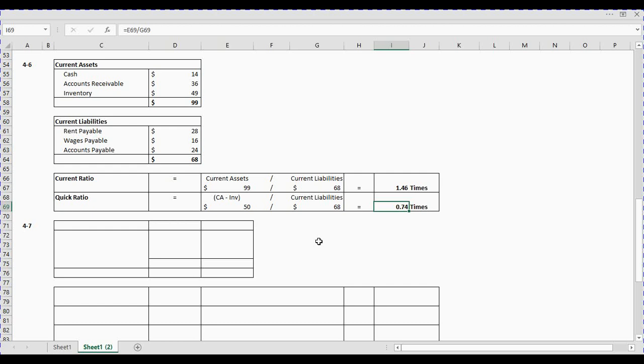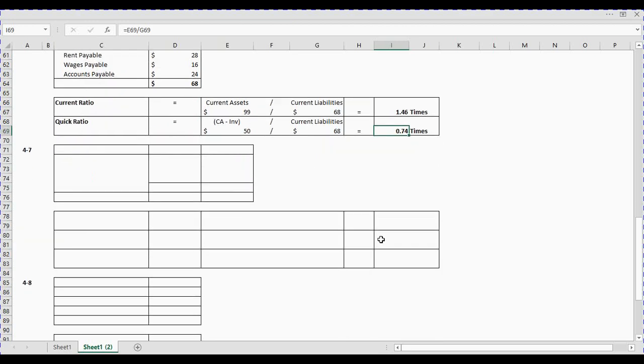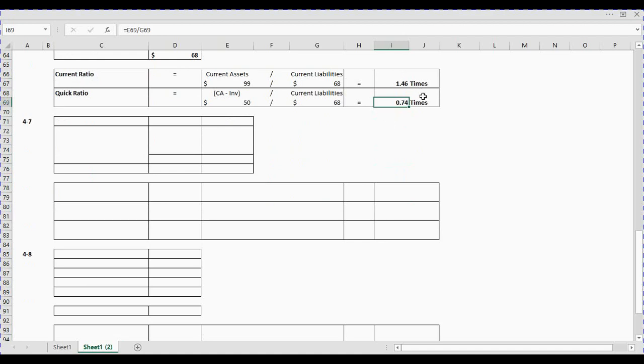It's not that unusual, but it really depends on how inventory intensive a company might be. So, as we've talked about before, we would compare this over time. We might compare with its peers. It just gives us a good idea of how liquid the company is and able to meet its current obligations.